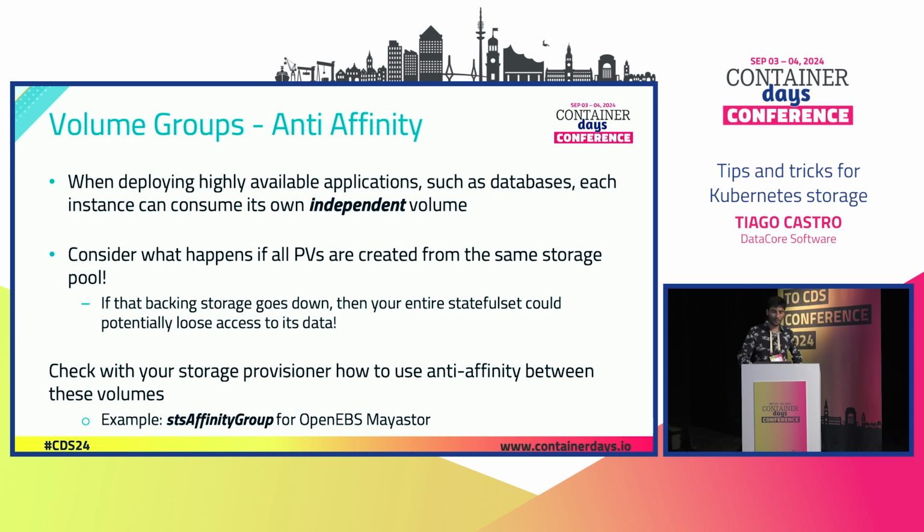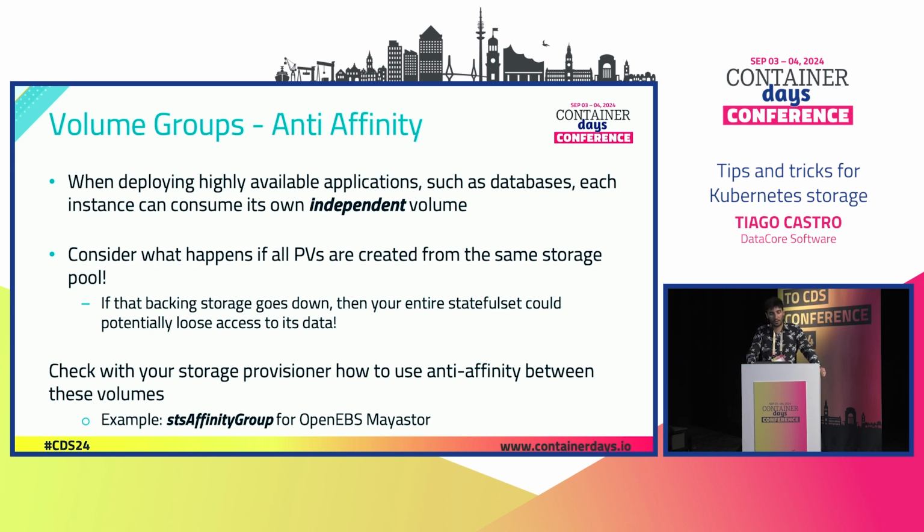So let's say you're deploying a highly available application, such as a database, as I mentioned before, and each instance of this database wants to consume its own independent volume. The advantage of that is, if one of those instances goes down, you still have your database working with the other replicas. So far, so good. But consider what happens if the PVs for all those volumes are created from the same storage pool. If that storage pool fails, your highly available database will fail because it has no more access to the storage, because it was shared.